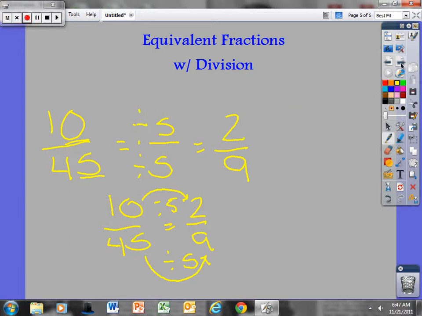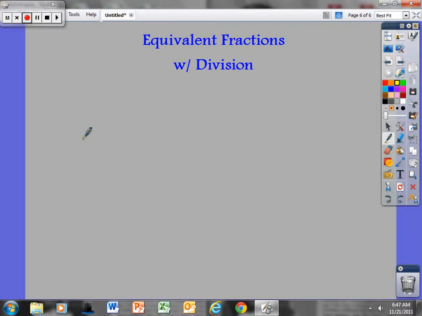Let's do one more example. Let's say I have 12/33 is equal to x over 11. There's my variable x. So 12/33 is equivalent to or equal to how many 11ths?